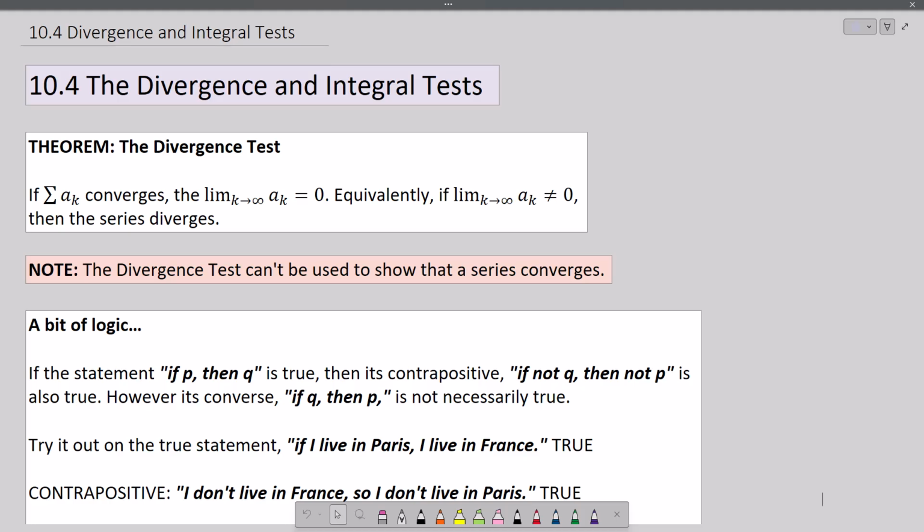So what we know is that the only way a series can converge is if those terms are shrinking to 0.